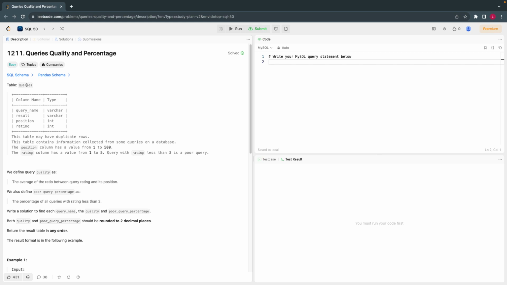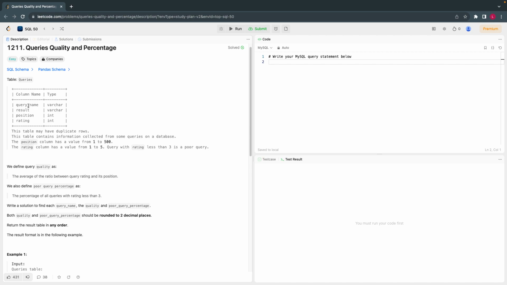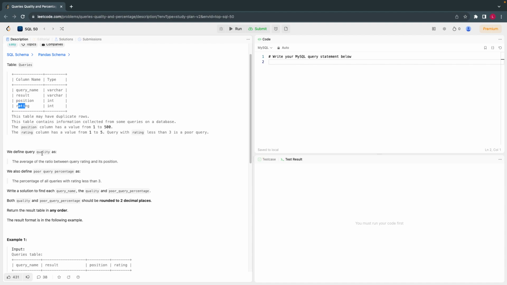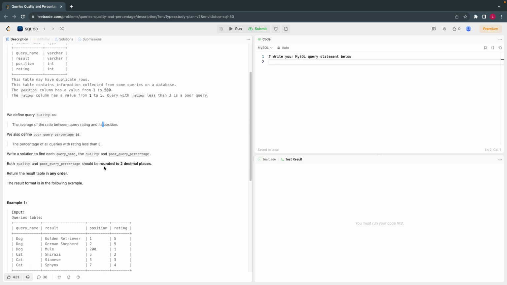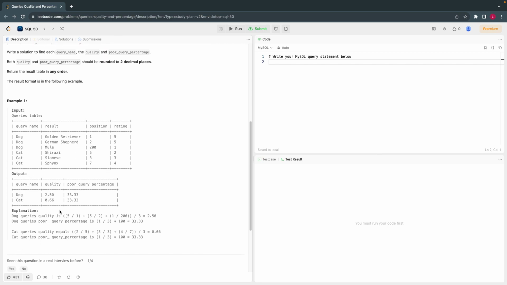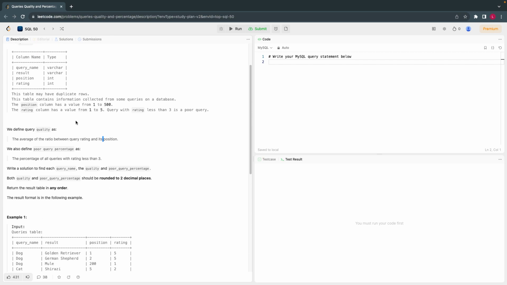Given a table called queries which has 4 columns: query name, result, position, rating. We have to calculate two more things. One is quality, another is poor query percentage. So how do you calculate quality? It's the average ratio between a rating and its position. What exactly that means, let's understand in detail here. It's an average of the ratio between query rating and its position.